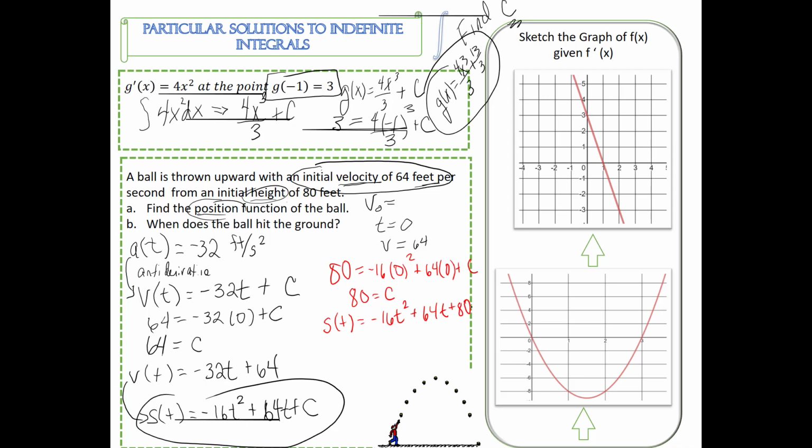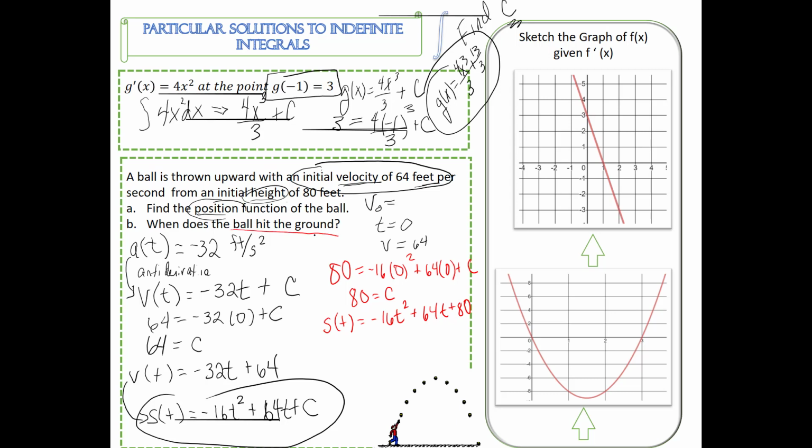So in Algebra 2, you look at functions like this. This is 1/2 at squared plus the initial velocity plus the initial height. It's kind of the form that they all have if it's a quadratic. So that's part A. Part B says, when does the ball hit the ground?